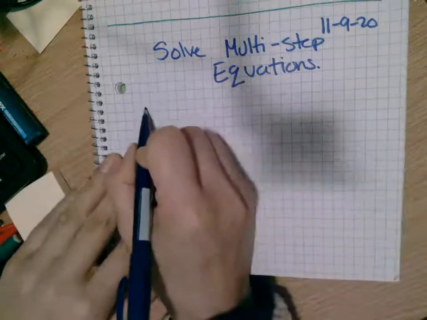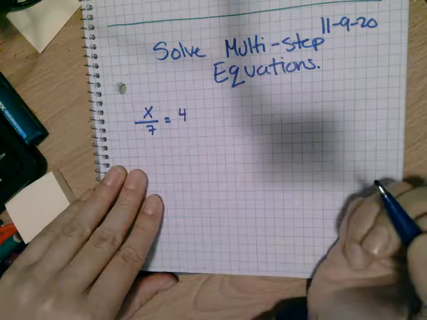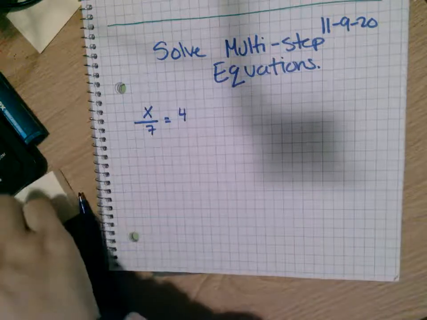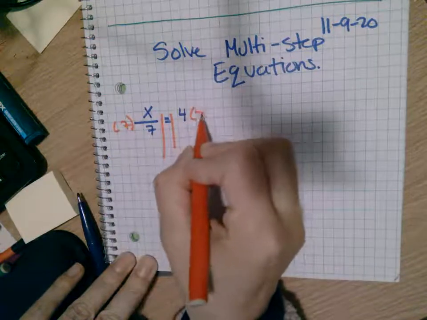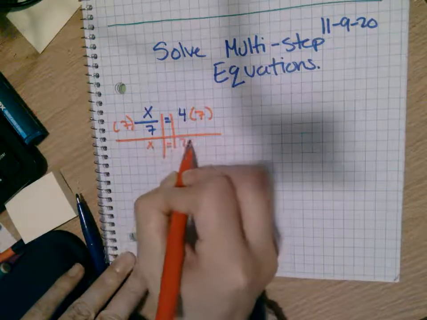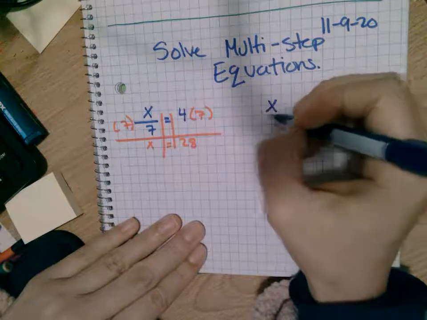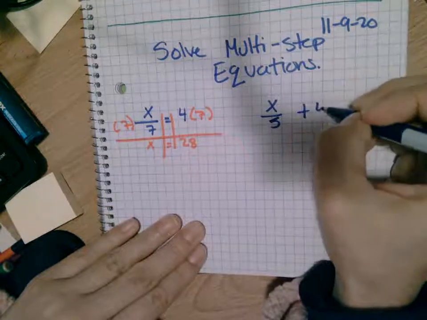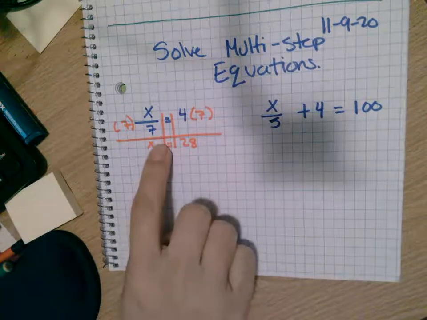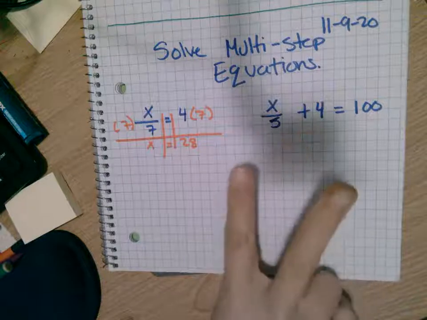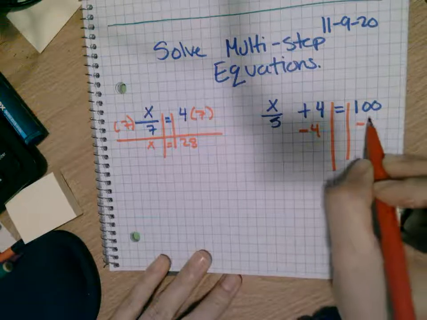So for example, this was a one-step equation, right? And for this one, you just multiply by 7, multiply by 7, x equals 28. That's one step. And then last week, I taught you two-step equations. To solve this one, I need two steps. First step would be to move the 4, minus 4, minus 4.